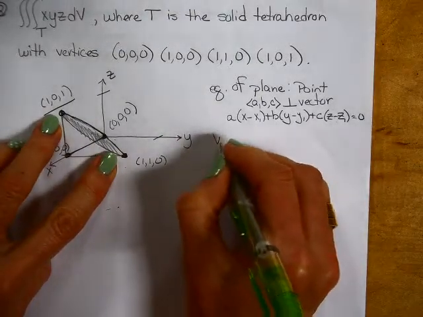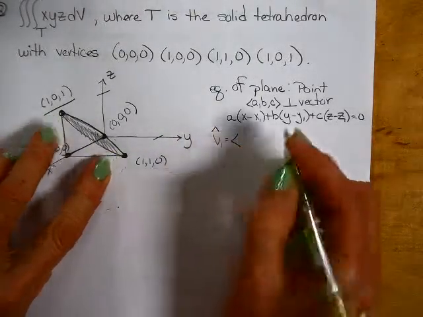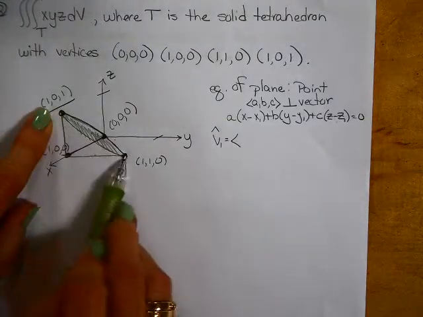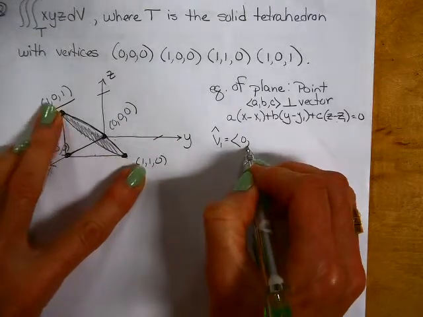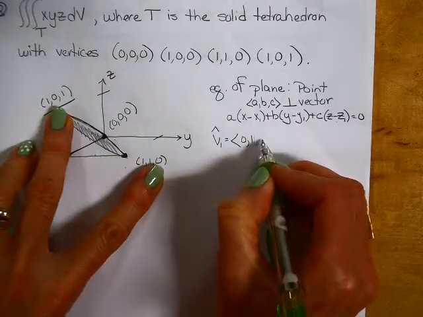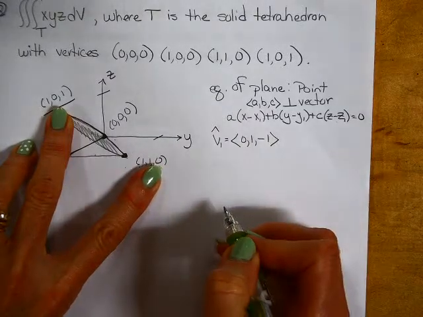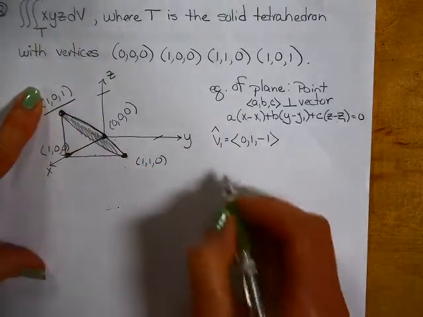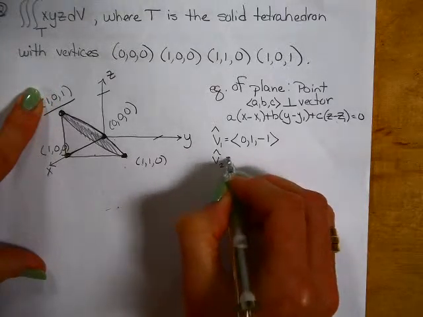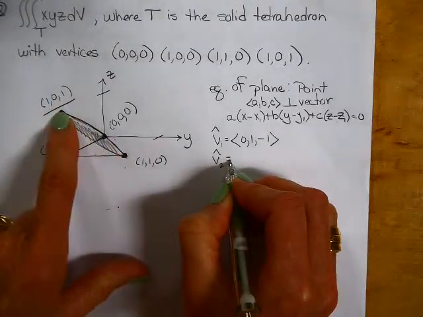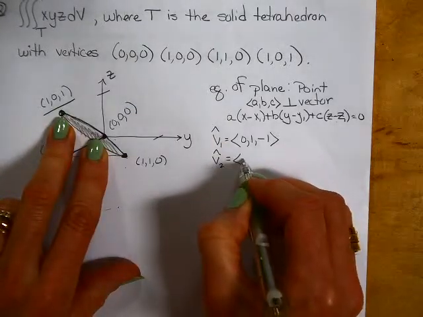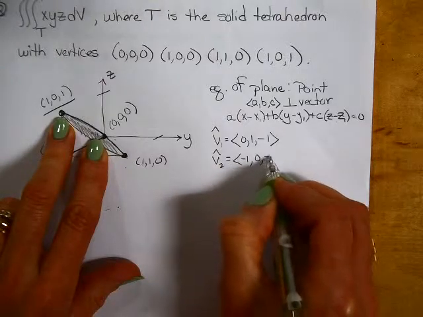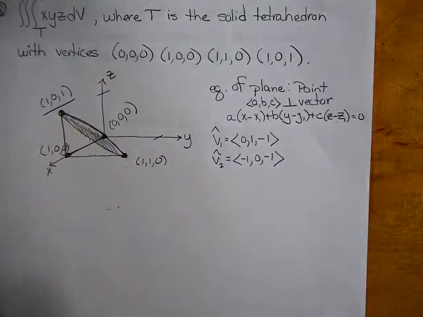So let me get my vectors. I'll call one V1. I'm going to go from here to here to get one vector, so subtract: 1 minus 1 is 0, 1 minus 0 is 1, and 0 minus 1 is negative 1. So there's one vector in the plane. Then I need a second vector. I'm going to go from this point to the origin. If you subtract, that's going to give you negative 1, 0, negative 1. Those two vectors are on the surface of my plane.